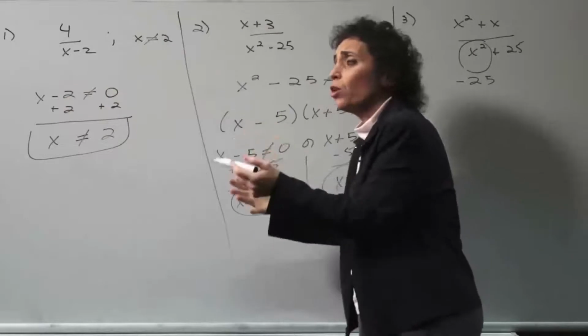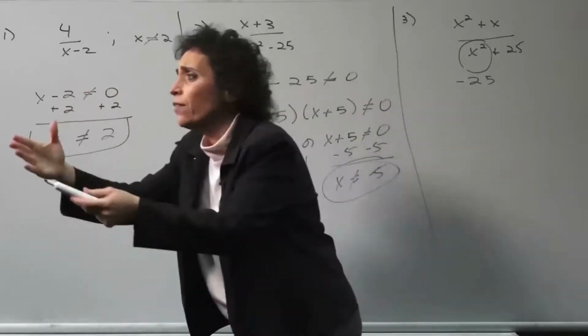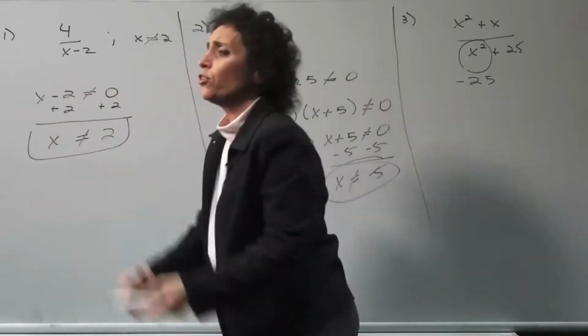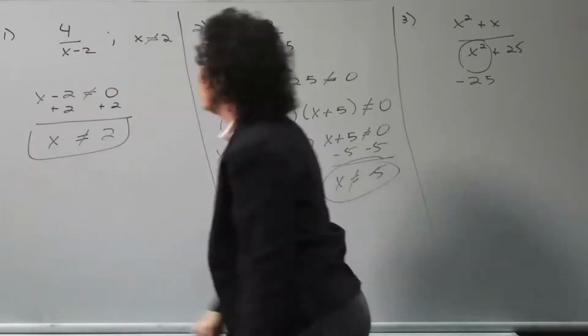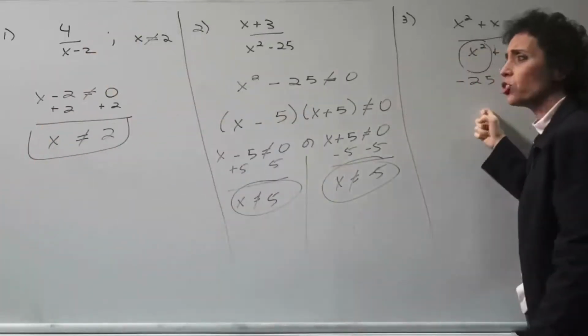Because if you square 0, you get 0 back. If you square a negative, you get a positive back. If you square a positive, you get a positive back. So there's nothing that can be excluded here.